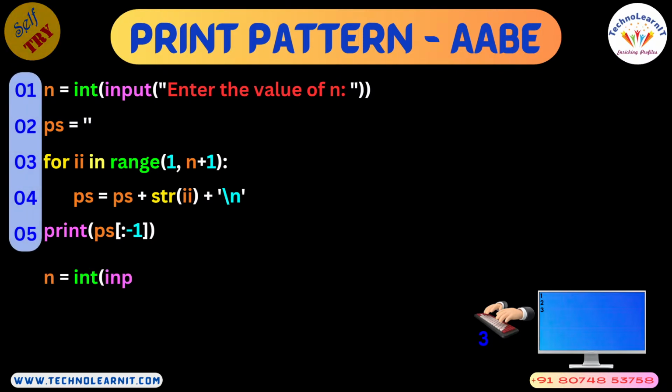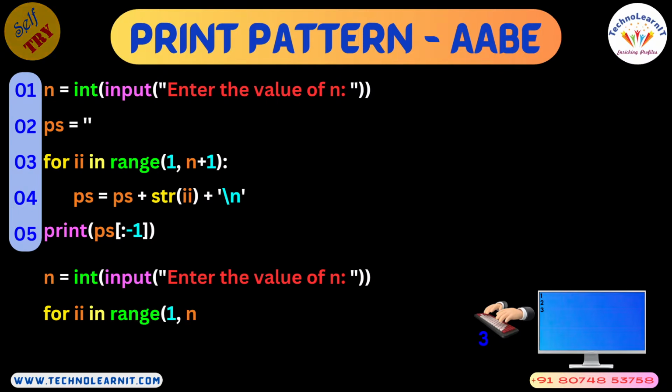The second approach, if your interviewer doesn't allow you to use string related operations, is to read the user input as integer, use the same range function, and print the value of i as it is. By default, end will be assigned a new line character, and that's what we want in this example. So this will automatically work. Clear?